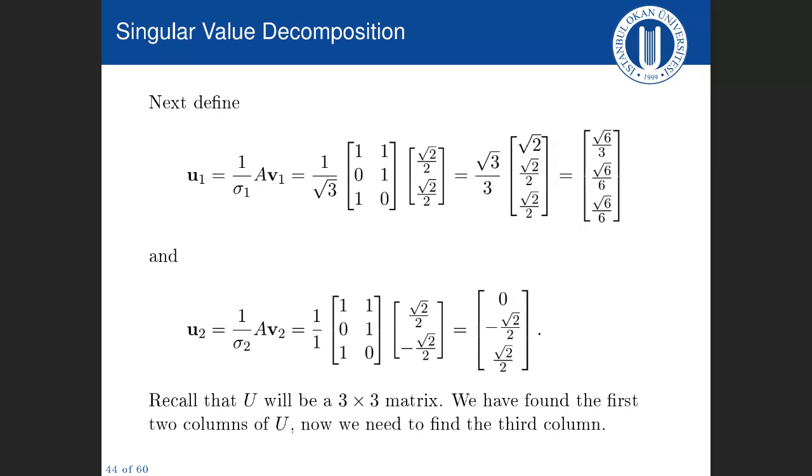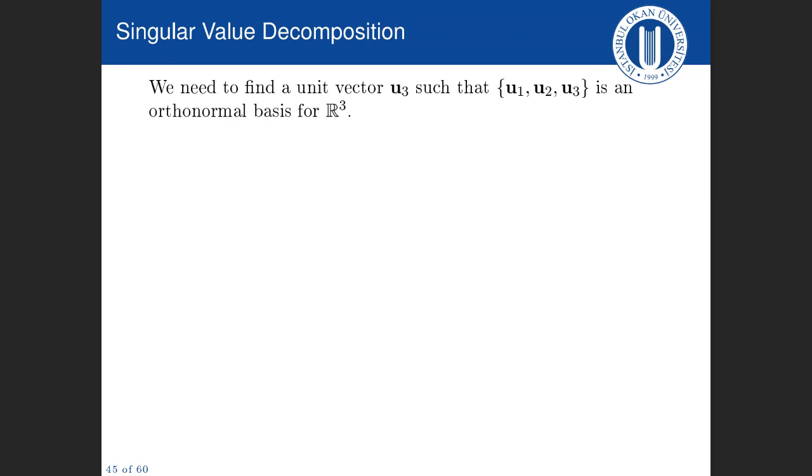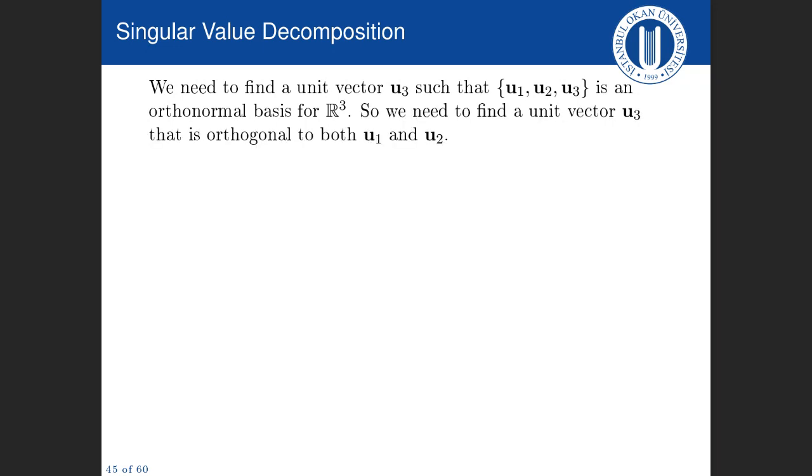But remember that we need U to be a 3 by 3 matrix. We found the first two columns of U. We found U1 and U2, but we also need to find a third column. We need to find a unit vector U3 such that U1, U2, U3 is an orthonormal basis for R3. We need to put one more vector into our basis so that we get not just a basis for the column space of A, but a basis for R3. So what we need is to find a unit vector U3 that is orthogonal to both U1 and U2.